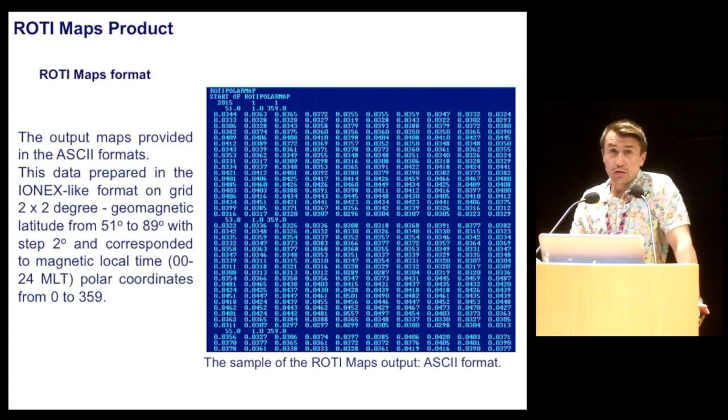Format. For this product, we select a simple format, a little bit close to IONEX format, and we use a grid of 2.5 degrees in geomagnetic latitude, and the second, 2 degrees, corresponds to magnetic local time from 0 to 24. It's like an 8 minute grid.